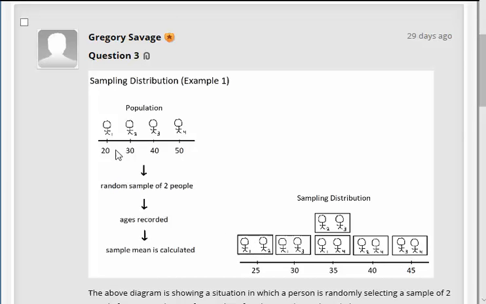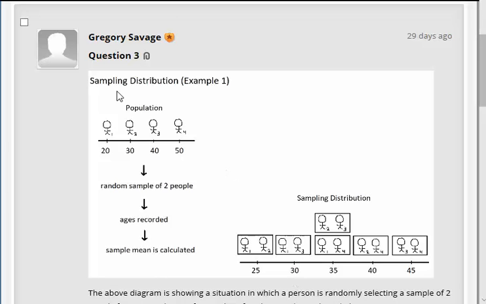If person 1 and person 3 are selected, the sample will be a 20-year-old and a 40-year-old, and their mean or average will be 30. We can see that possibility right here. 20 plus 40 is 60. 60 divided by 2 is 30.